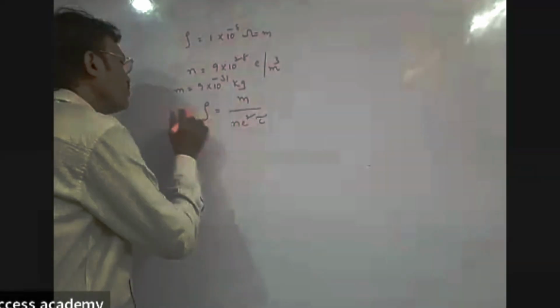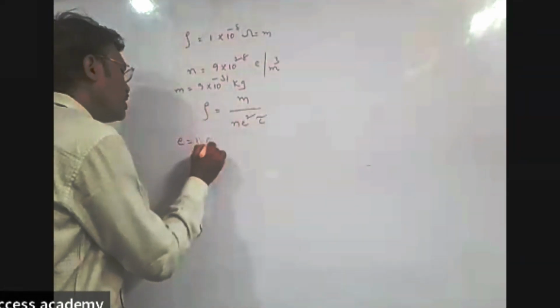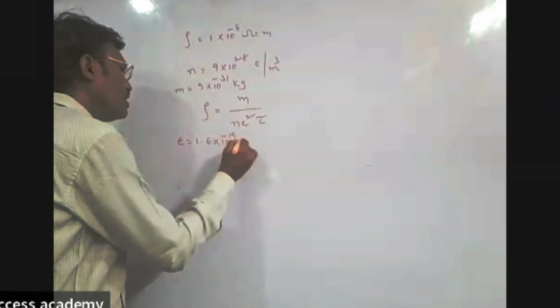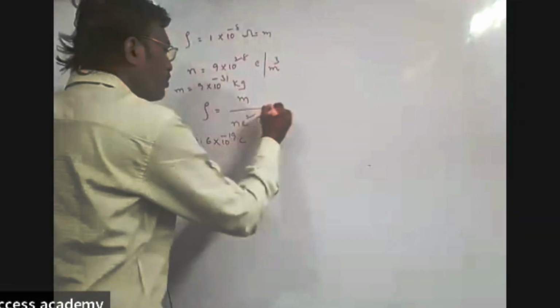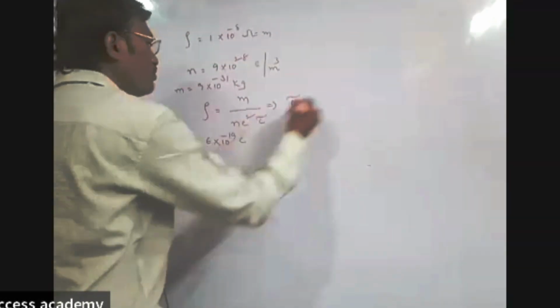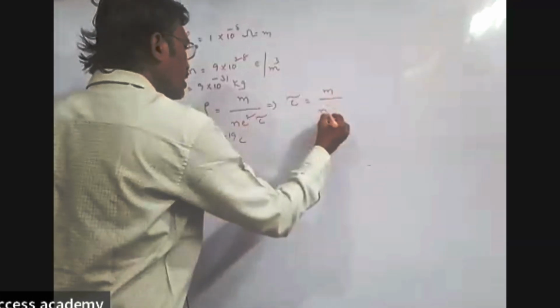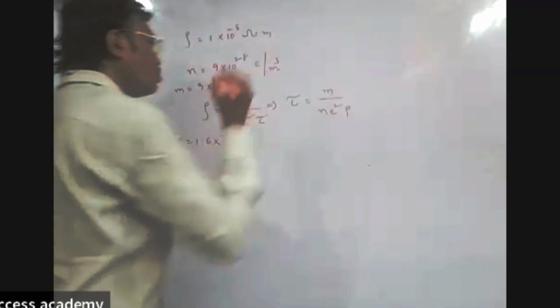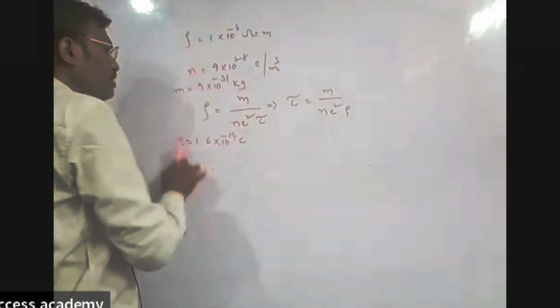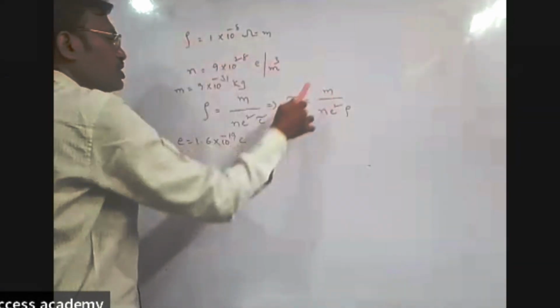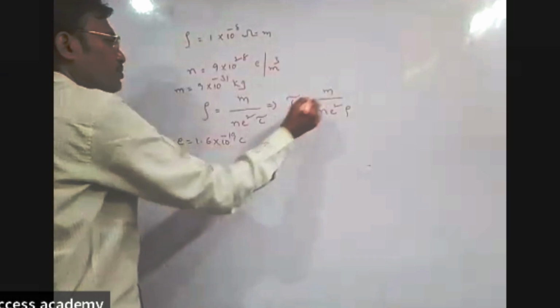Okay, e, charge of the electron. e is equal to 1.6 into 10 power minus 19 coulomb. So anyway, from the problem, tau is equal to m by n e square rho. M value, you know that, n value, e value, and rho value. Substitute and get the relaxation time.